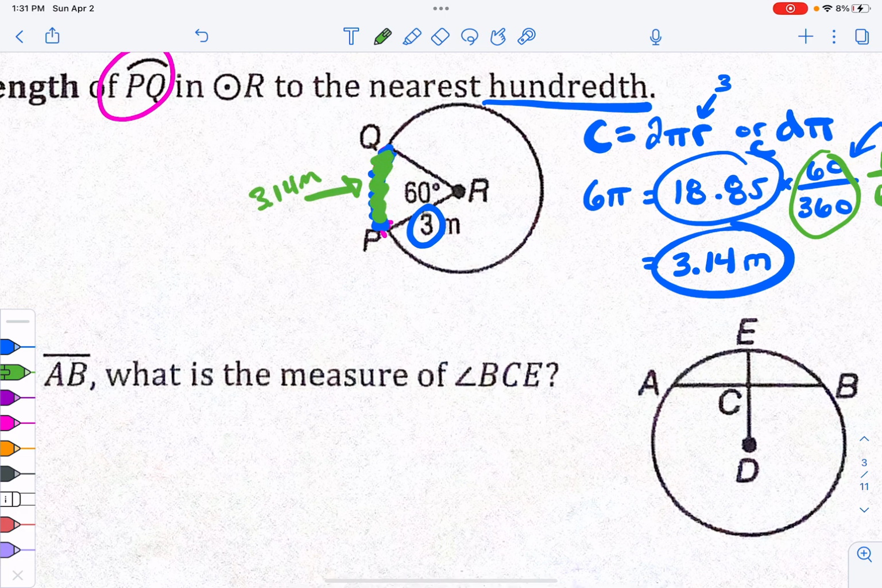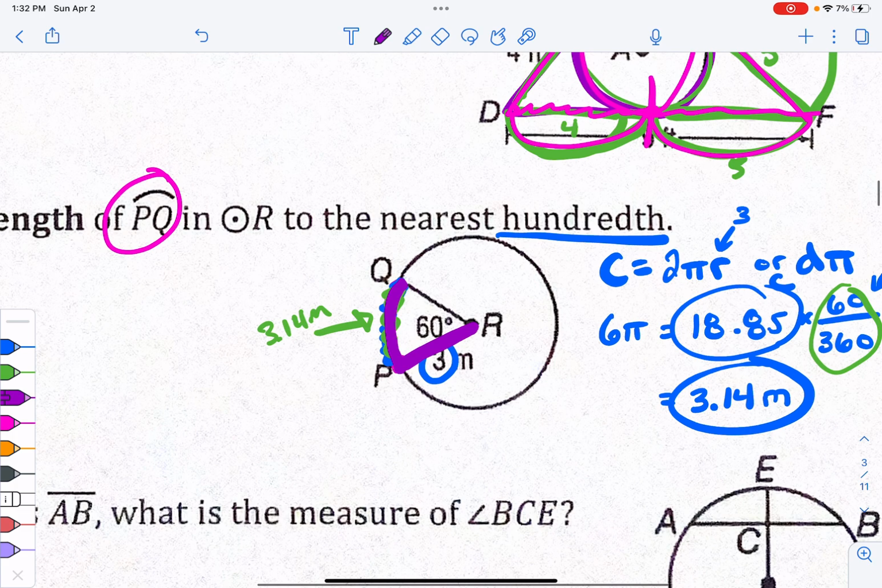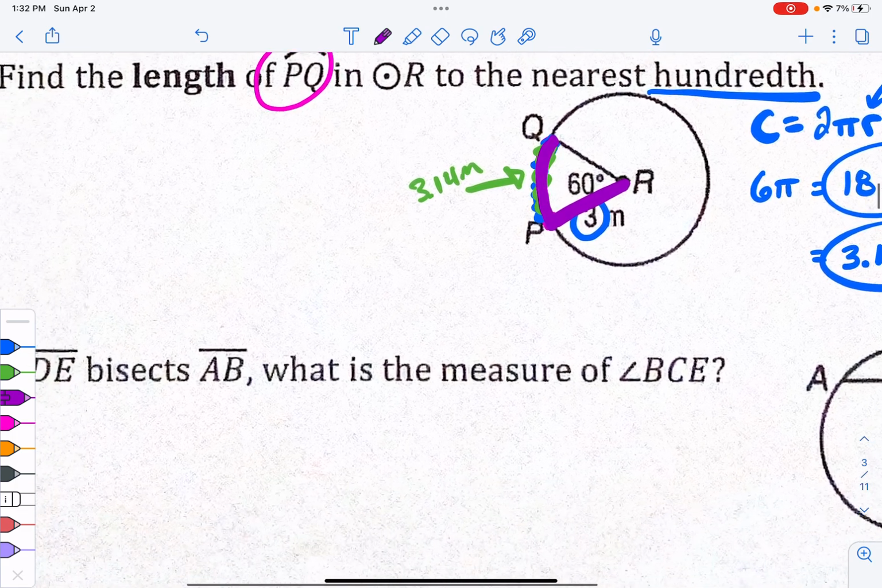3.14 meters. Now, always check to see if that seems reasonable, because we're looking at the distance from here to here is 3. So would it make sense for the distance from here to here to be a little bit more than that? Well, it's curved, so yeah, it probably is going to be a little bit more of a distance. So yeah, that makes sense to me. 3.14 meters, okay?